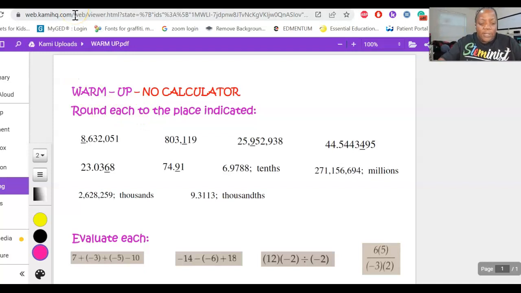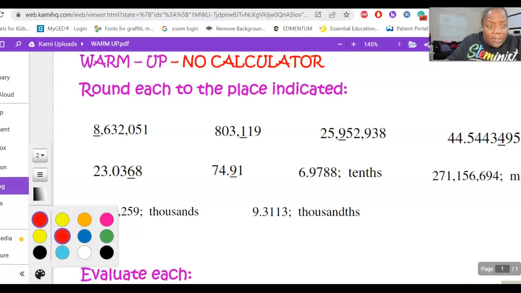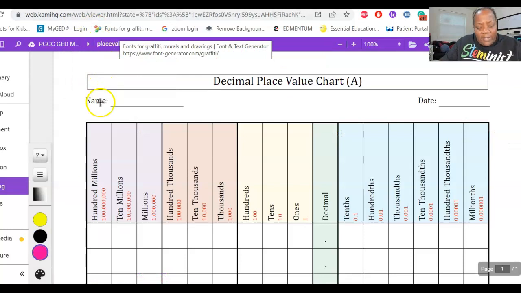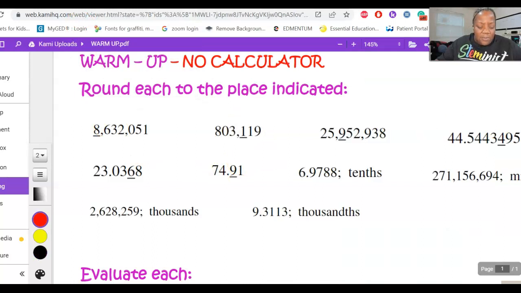All right, here we go. Looking at the first question, it says round each to the place indicated. Remember, it would be very handy if you have the place value chart memorized. Numbers before the decimal: ones, tens, hundreds, thousands, 10,000s, 100,000s, millions, 10 millions, 100 millions. After the decimal: tenths, hundredths, thousandths, ten-thousandths, hundred-thousandths, millionths. So let's put that into practice with this first one.